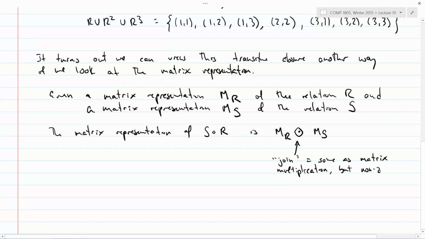But non-zero entries are replaced with 1s. So it's like a binary matrix, if you like. So is it clear what I'm stating? If you want to take the composition of two relations, you join the matrix representations of those relations. It's not at all clear why this is true, okay, but I'm telling you it is, and we'll see an example in a second.